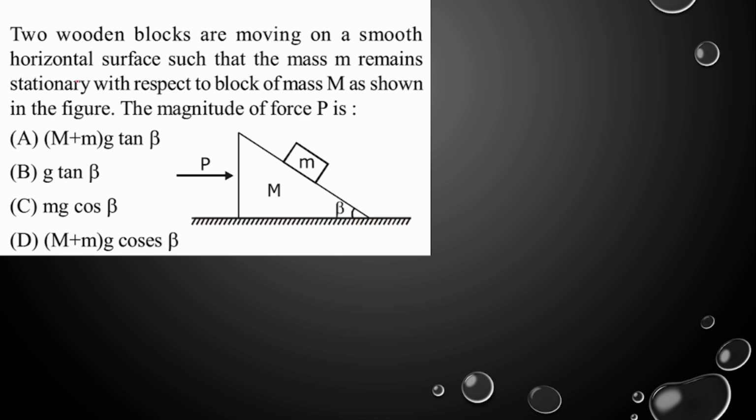The next: the wooden blocks are moving on a smooth horizontal surface such that the mass m remains stationary with respect to the block of mass M, as shown in the figure. What is the magnitude of force P? Here, N is 0, this concept will not apply. This concept is applied only for free fall. So here normal is not 0.